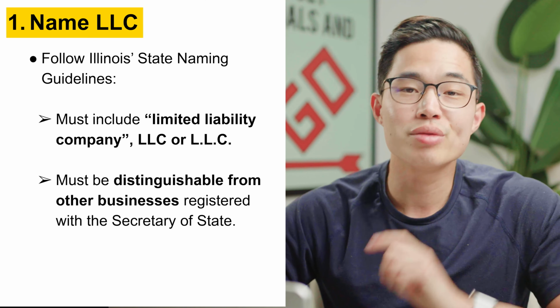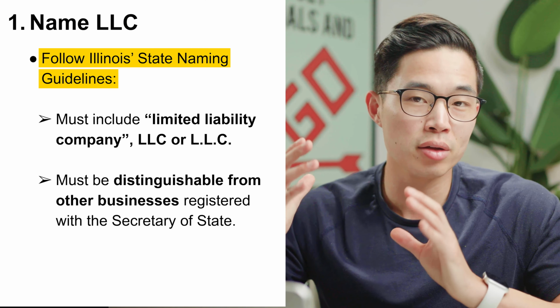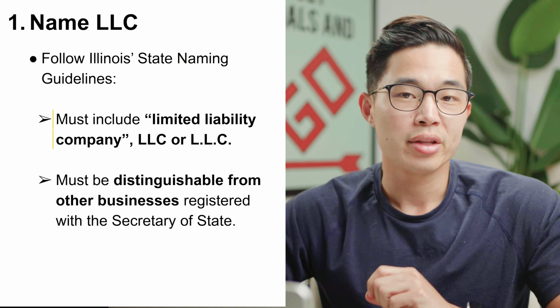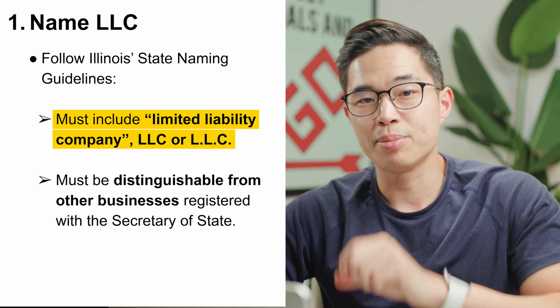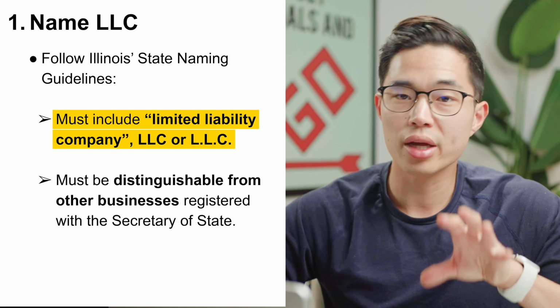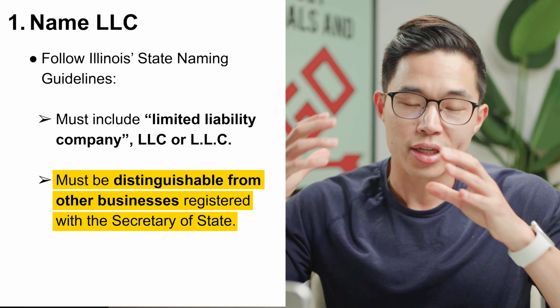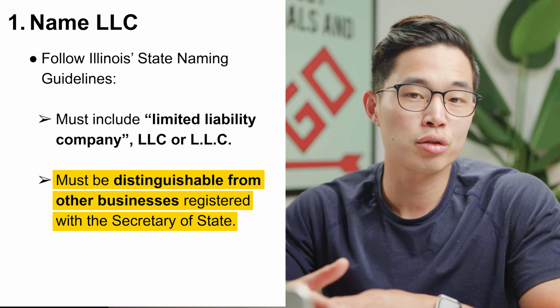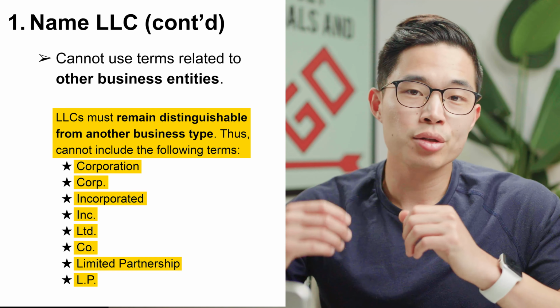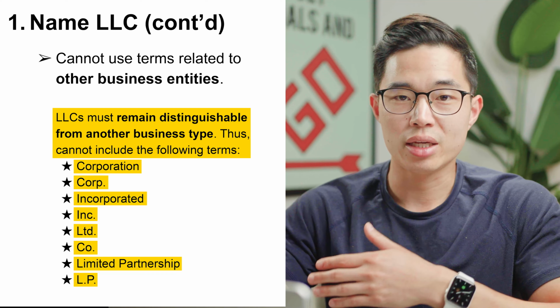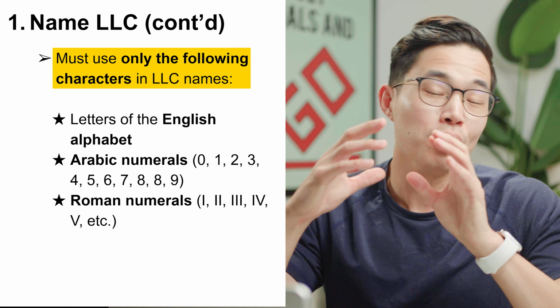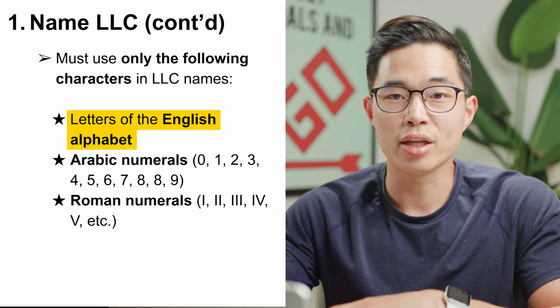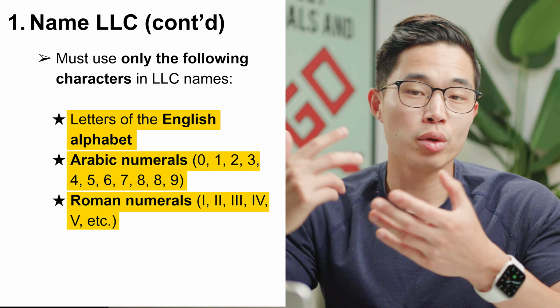So step number 1 is to name your LLC, and you're going to want to follow the Illinois state naming guidelines. This means that your business name needs to have limited liability company, LLC, or L.L.C. And the thing is that the name you choose must be distinguishable from other business names registered with the Secretary of State. You cannot include things like corporation, corp, inc, LTD, stuff like that. And your name can only use the following characters. So any letters of the English alphabet, numbers, as well as Roman numerals.